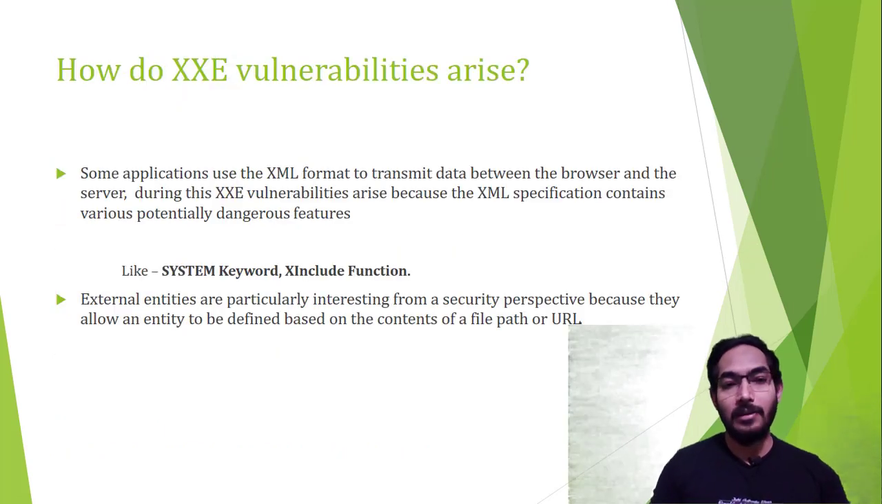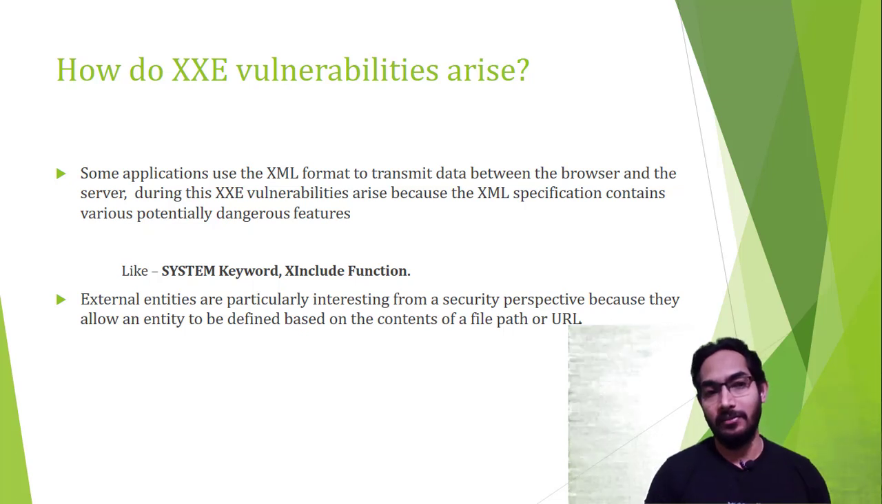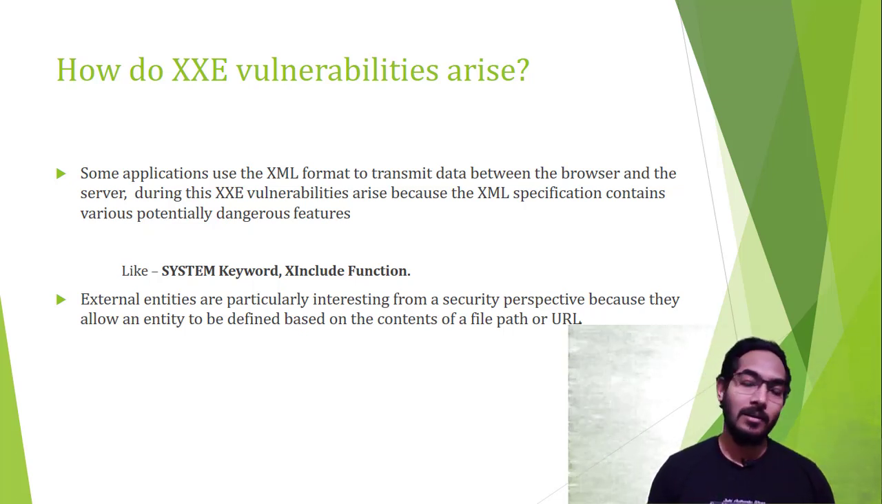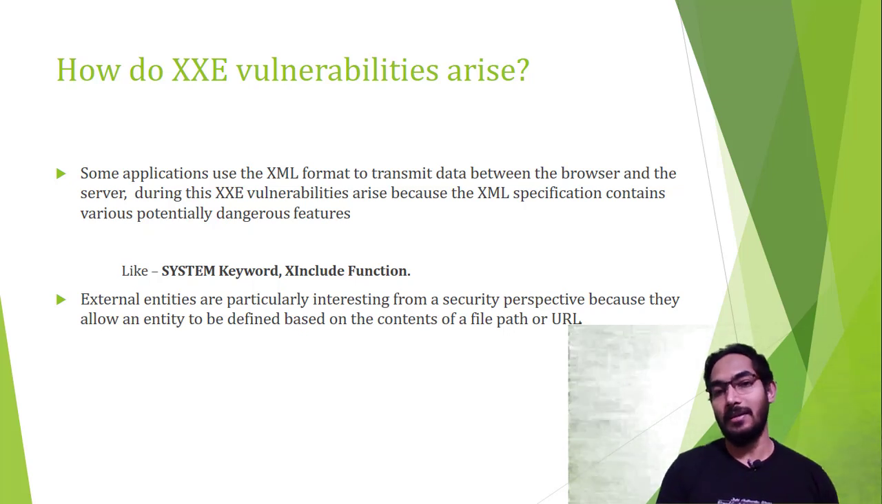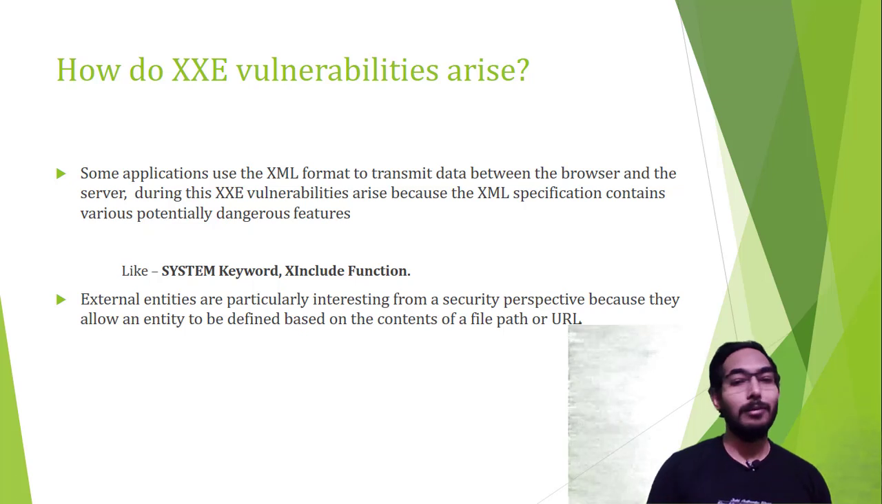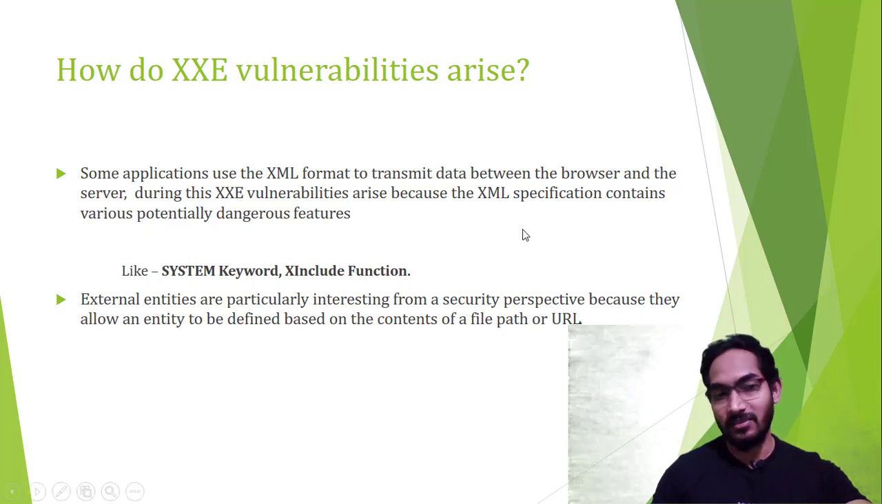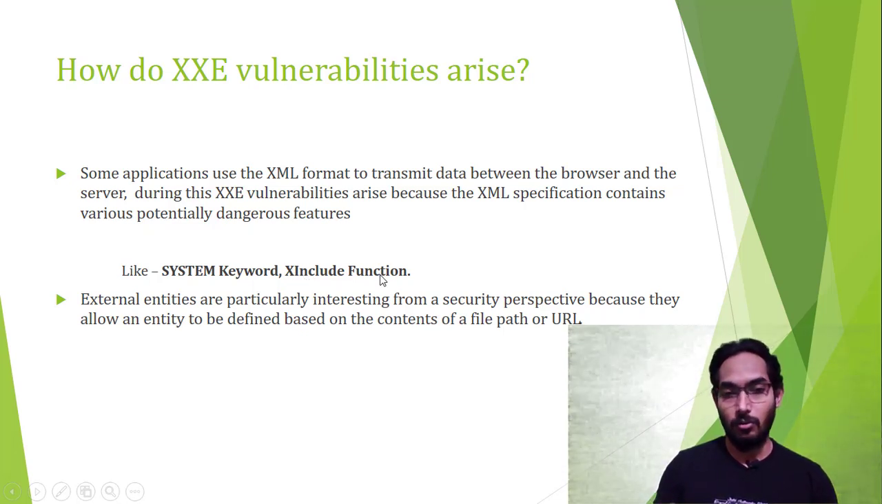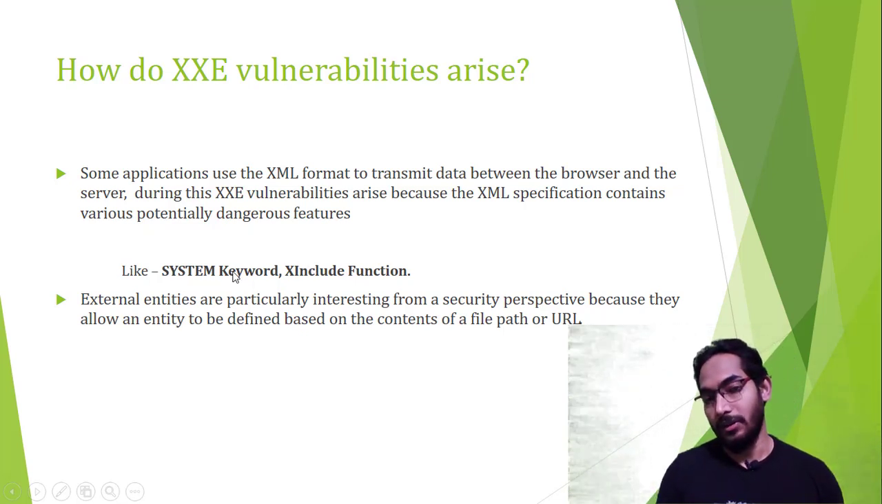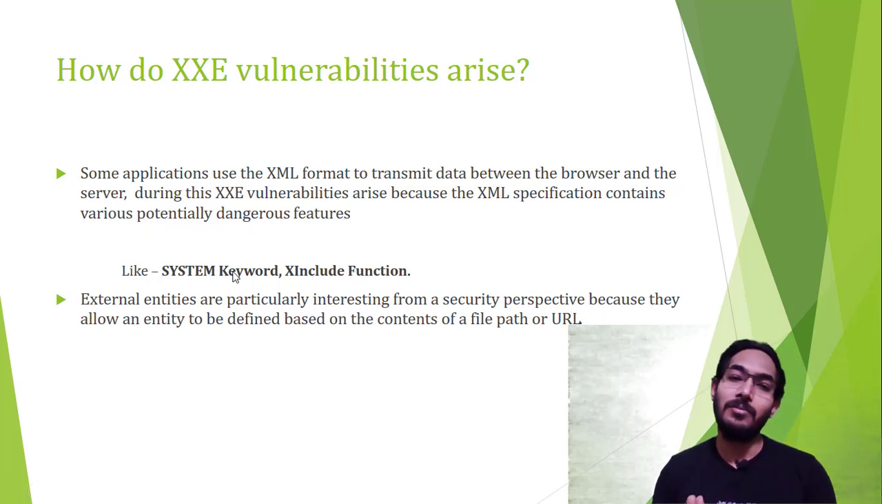Let's move further, and we'll now see how these XXE vulnerabilities arise. As I have already told you, some applications use XML data to store or transfer data, HTML-like data, and it is during this that the XXE vulnerability arises. Why? Because XML contains some potentially dangerous features, like the SYSTEM keyword, as I told you in the previous slide. There is also another function, the XInclude function, which we will definitely look into in a later video. Just as an example, it can make use of the SYSTEM keyword, or it can use an XInclude kind of function. So these are some features that XML uses.